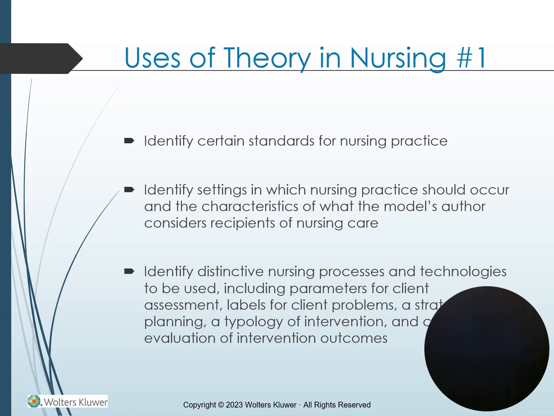So how do we use theories in nursing? We use them to identify certain standards for nursing practice. We identify settings in which nursing practice should occur and the characteristics of what the model author considers recipients of nursing care. We identify distinctive nursing processes and technologies to be used, including parameters for client assessment, labels for client problems, strategies, planning, typology, interventions, evaluations, and evaluations of outcomes.